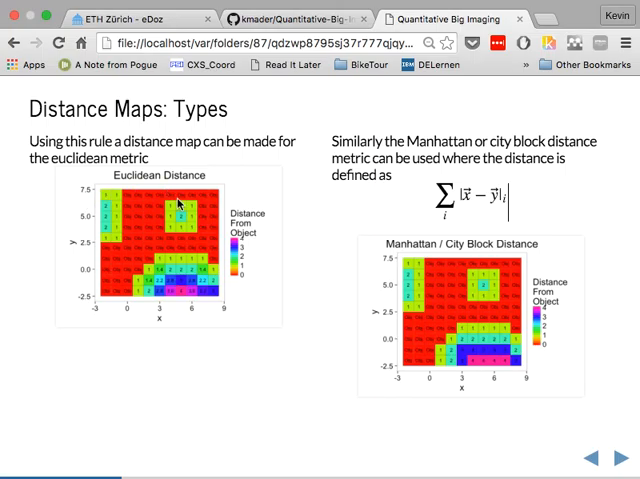We can see for the Manhattan or city block distance that this looks very similar. The main difference is that these corner points, the light green ones here, switch to being 2 because this diagonal move isn't allowed anymore. And there's an even further distance metric that you can use, which we have in the Python exercises if you look at them, called the chessboard distance metric.